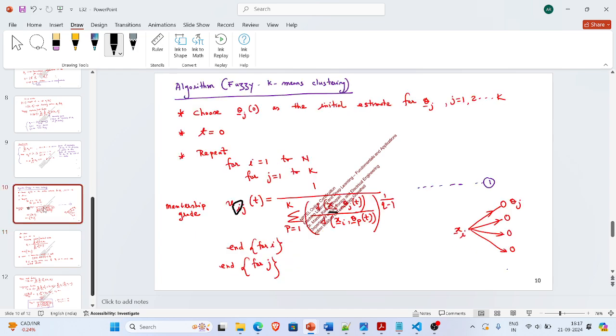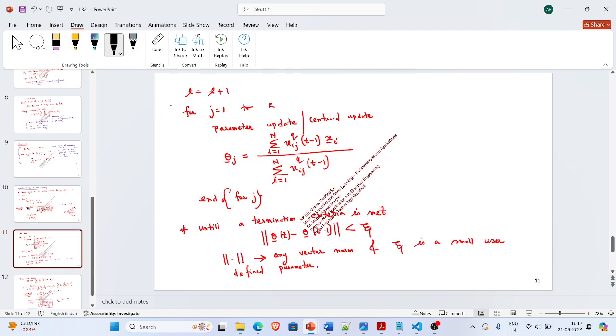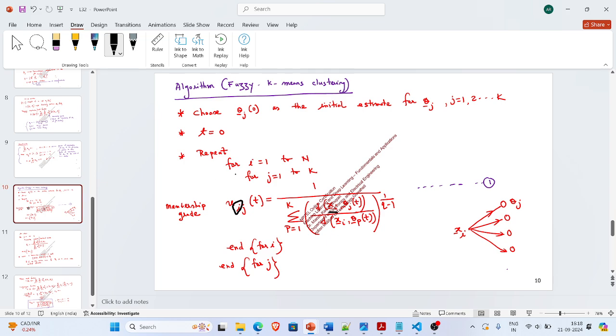Next, as you can see, we had another loop with t starting at 0, so we keep incrementing that. t is the number of steps till convergence. Inside the t loop, we vary j from 1 to k, moving along all the cluster centers, and we calculate this theta j. What is this theta j? We are updating theta j, that is the estimate of the cluster center.